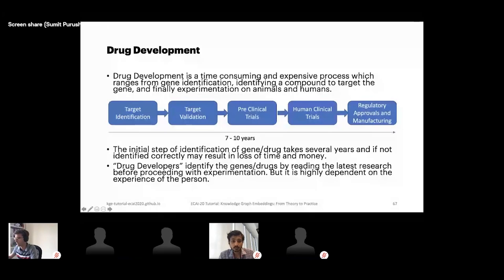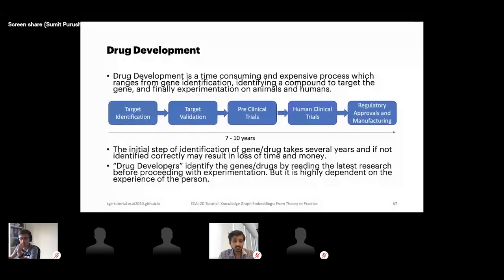The problem is there's a lot of chance of failure during this process. You might fail somewhere in the middle, especially if you don't get the gene correct at the first step. So you might lose a lot of money and time. And the human body has thousands of genes in it, so getting this initial gene for treating a particular disease can be extremely complex.